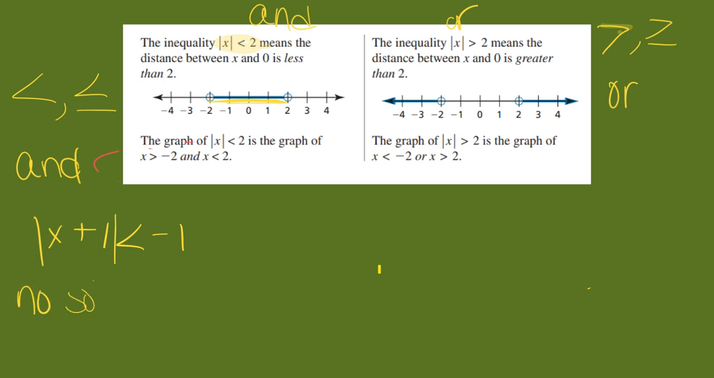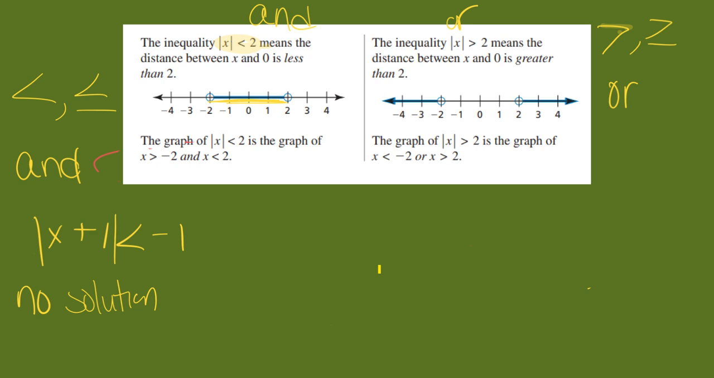No solution. Why is it not possible? Because it's going to be a positive, right? Absolute value of x plus 1, it's going to come out positive. Is a positive always ever going to be less than a negative? No, that's not possible. So it's going to be no solution. Got it?